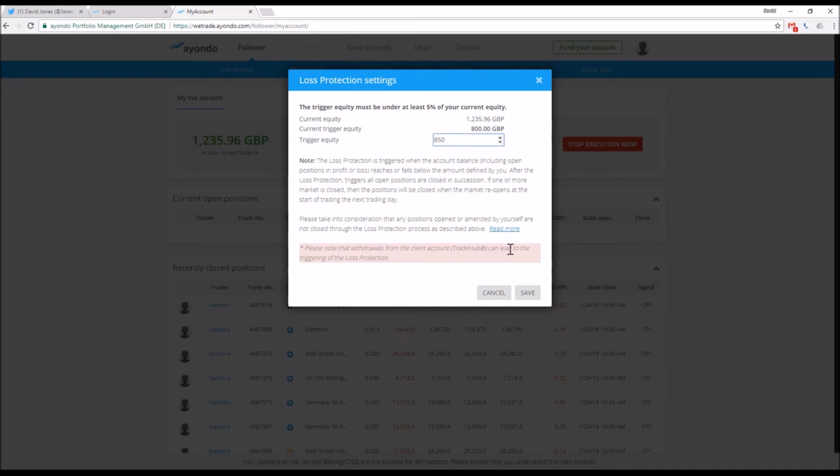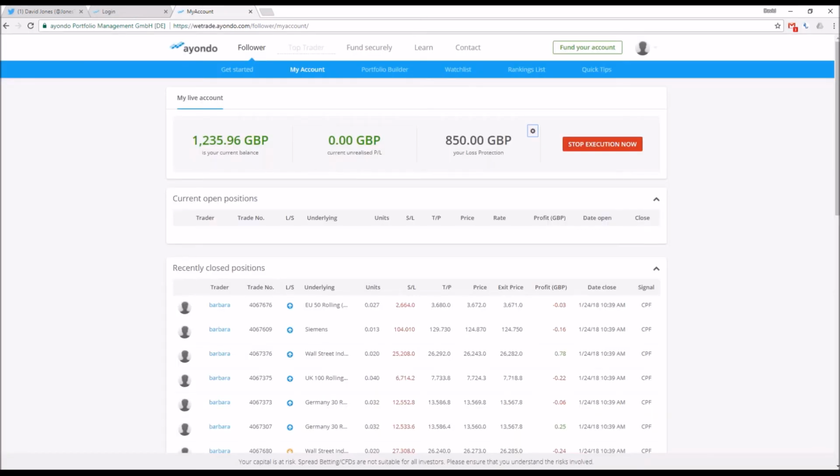Okay, so what this is, in effect, it's a financial stop loss on your account, if that makes sense. Okay, so I've got that in my account, that's my loss protection. If my account value drops to that, start getting me out of these trades, assuming the market is open.